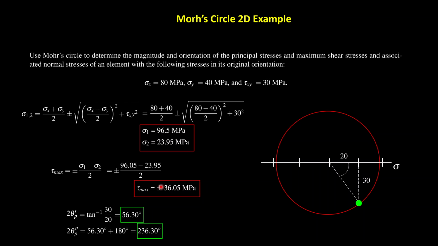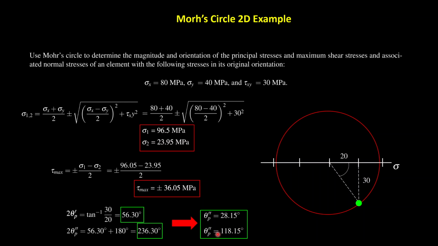Nice. Now, in reality, what I physically would have to rotate my element to get to the first principal stress is 28.15 degrees. So this is a typo here. This should be just theta prime, not 2 primes. So I will correct this.